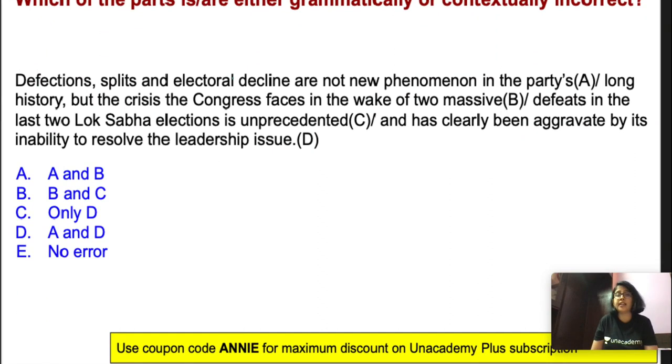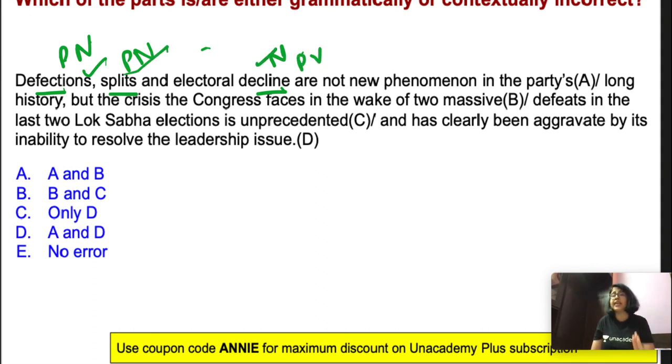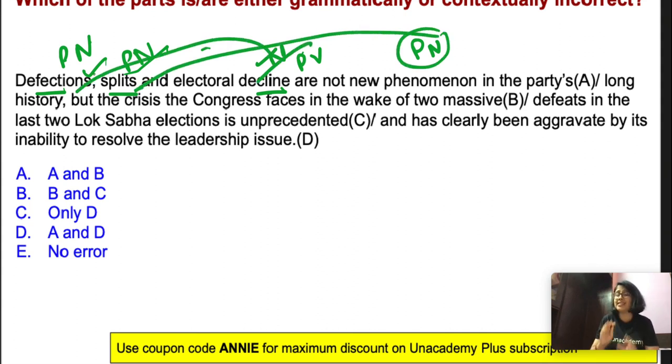Defection, splits and electoral decline are not new phenomenon in the party's long history. Defections, plural noun. Splits, plural noun. Decline, noun, are not new. Now here we are talking about three things: defection, splits and decline. Three things. So here plural verb has been used. So here also we have to use plural noun for these three things. Okay, these are the phenomena. So you have to use plural noun.